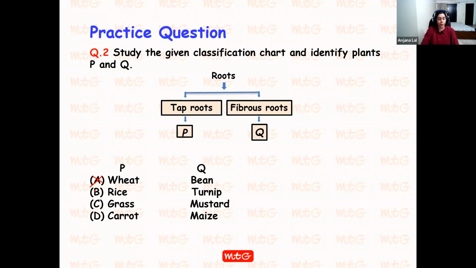Okay. Then grass. What about grass? Fibrous root. It's again a fibrous root. So carrot is the correct option here because carrot is a taproot and maize is a fibrous root. Okay. Wheat, rice, grass, they're all fibrous roots. Okay. Thank you, beta. You may mute yourself.